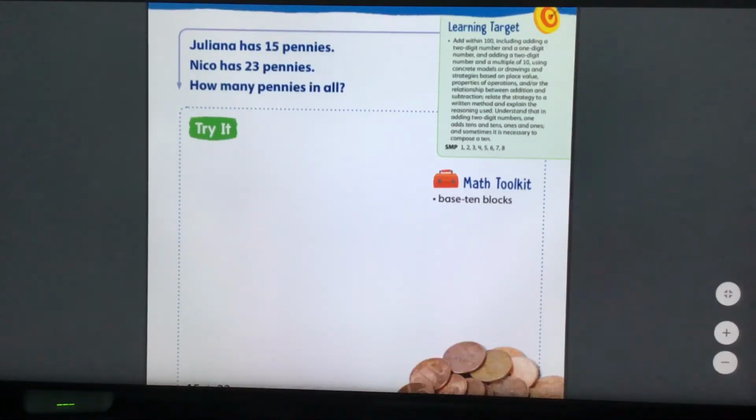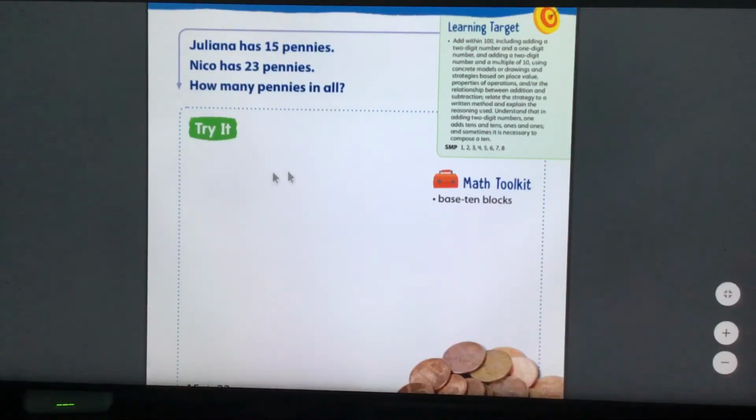Today we will be doing Lesson 29, Session 1. We're going to start by reading the problem, then we're going to look for our clue words when we read it again, and then we're going to begin to illustrate to show our problem when we read it the third time. Juliana has 15 pennies. Nico has 23 pennies. How many pennies in all?